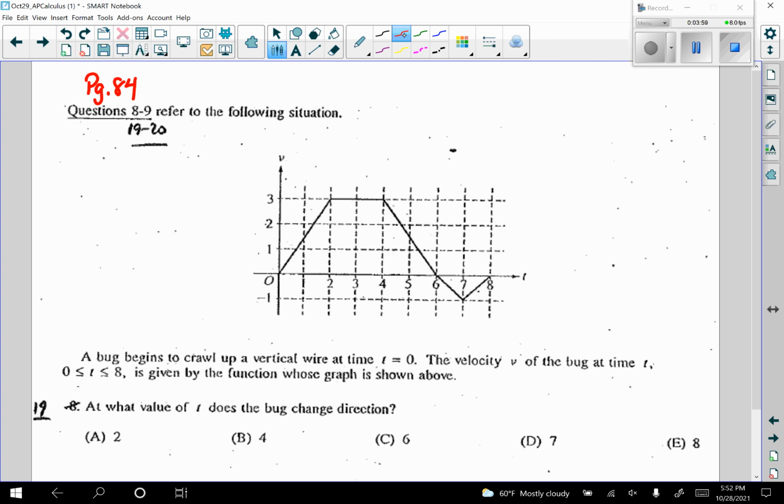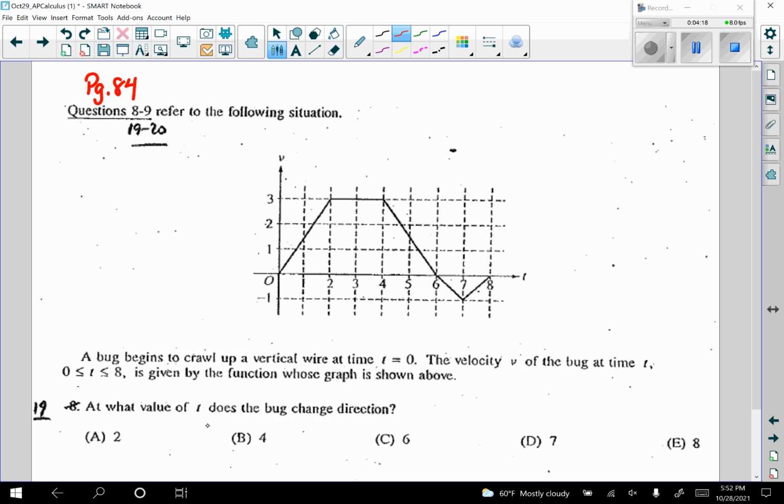Okay, let's take a look at this next one. You notice here we're given a graph. This is the velocity of this bug at time t. So this is a velocity time graph. Our question here, let's go to this first. At what value of t does the bug change direction?